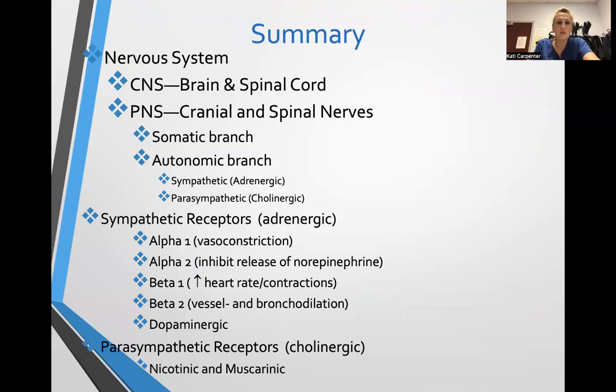So the summary for this is to remind you that the central nervous system is only the brain and spinal cord. The peripheral nervous system are the cranial and spinal nerves, and then all the rest of those little parts and pieces of nerves throughout the body that are not the brain and spinal cord. Somatic branch, doing your own motions. Autonomic is automatic. Sympathetic is adrenergic. Parasympathetic is cholinergic. And the receptors with their primary uses are listed there. So that will help you understand exactly what we're talking about as we talk about these drugs that are stimulating, blocking, mimicking, and increasing these neurotransmitters.